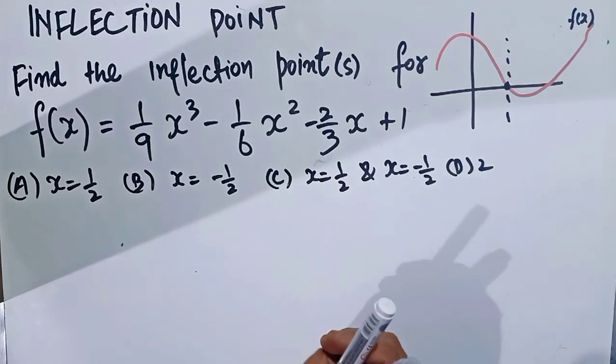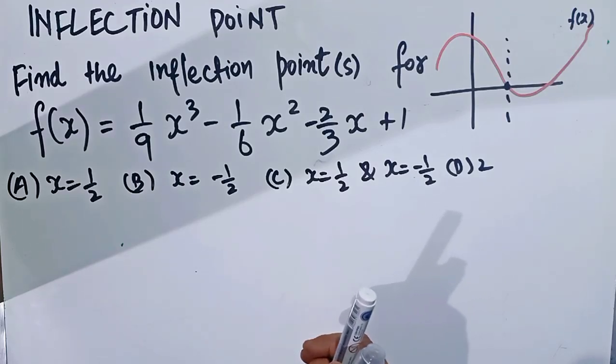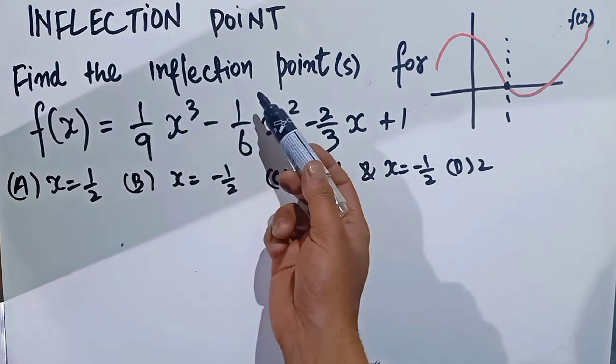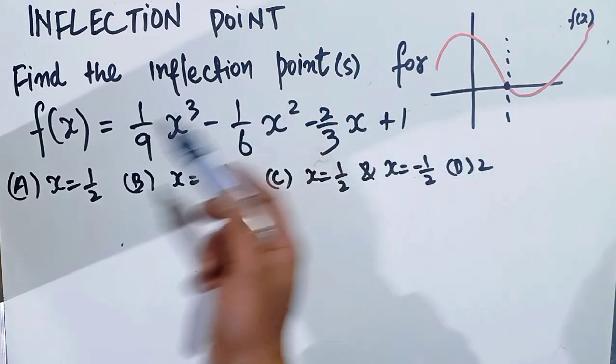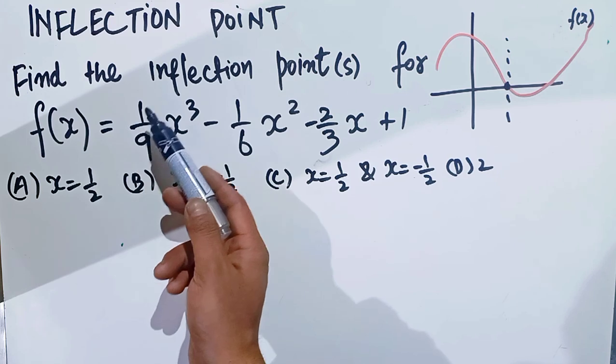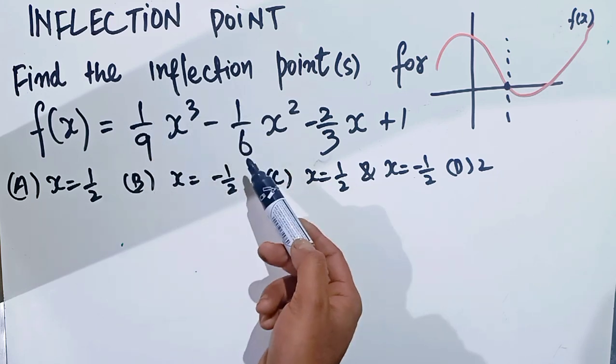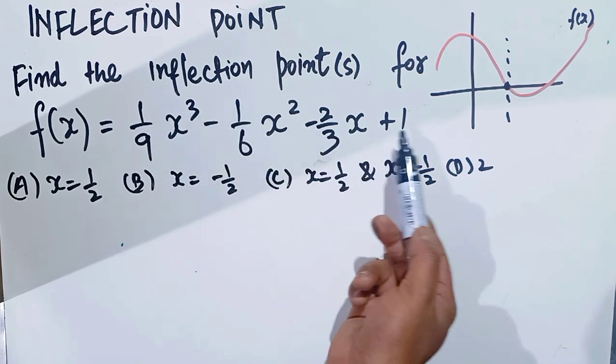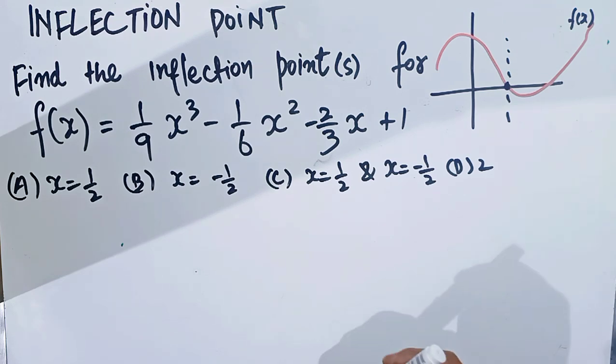In this video, we will learn how to find the inflection point of a function. The question is, find the inflection point or points for the following function. f(x) is equal to 1/9 x cubed minus 1/6 x squared minus 2/3 x plus 1. We need to find the inflection point or points for this function.